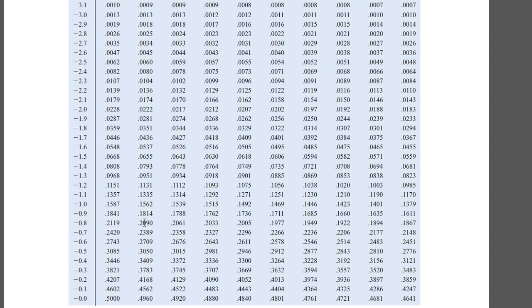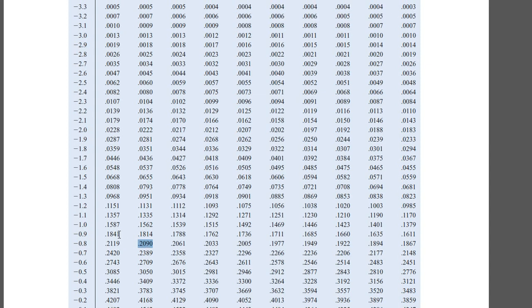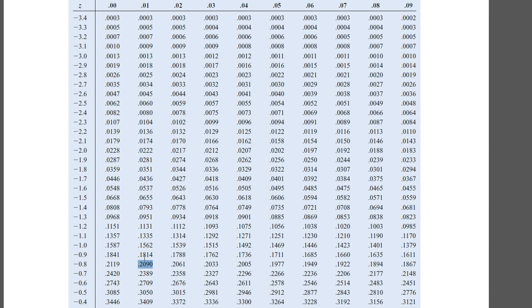I've got 0.209. I've got 0.2119. Which one of these is closer? This is 1,000th away, from 0.21. If I add 0.001, I get 0.21. If I subtract 0.0019, that's more than 1,000th away. So this is the one I want to use. This is closer to 0.21. So that's the z value that gives me this area.